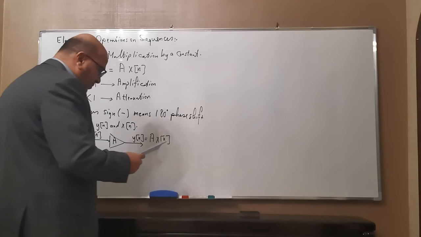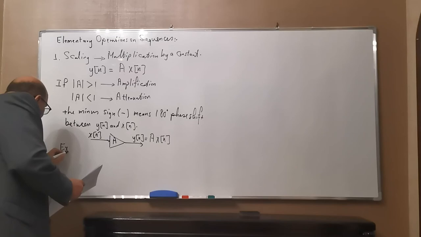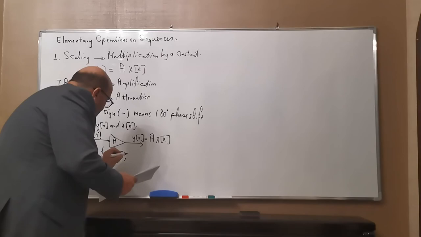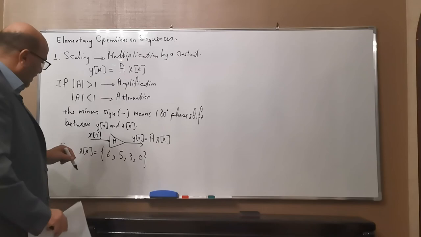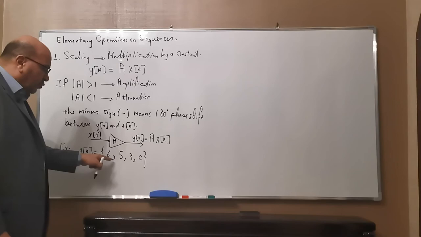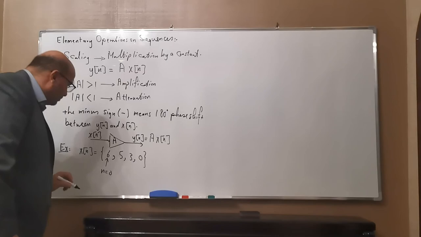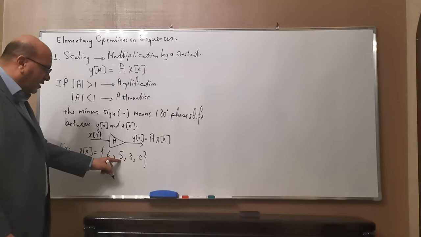Okay. If we take a very simple example, let's take x of n to be equal to 6, 5, 3, and 0. If we do not put the arrow underneath one of the elements in x of n, this means that by default the first one is n equals 0. Okay, and the others will be 1, 2, 3. So the instances of time are n equals 0, n equals 1, n equals 2, and n equals 3.